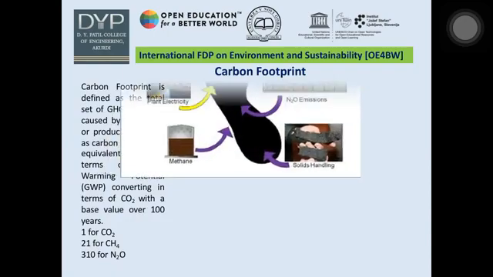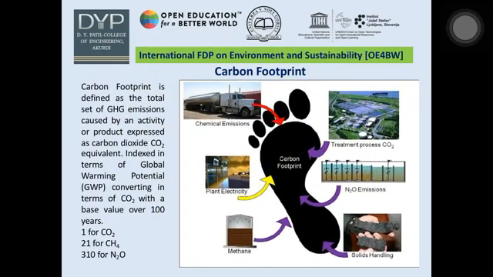Now what is carbon footprint? Carbon footprint is defined as the total set of greenhouse gas emissions caused by an activity or product, expressed as carbon dioxide, that is CO2 equivalent, indexed in terms of global warming potential, GWP, converting in terms of CO2 with a base value of 100 years: 1 for CO2, 21 for methane, 310 for nitrous oxide.